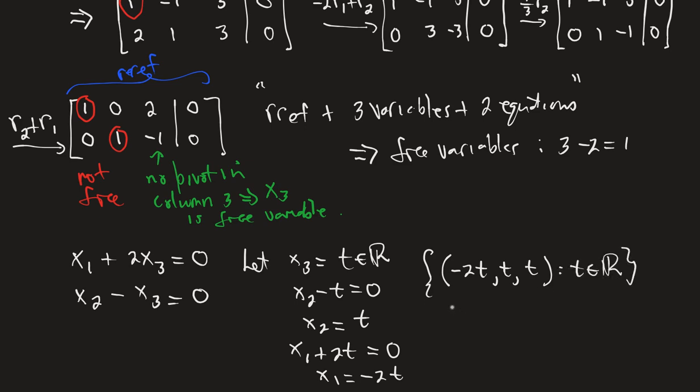And note, if t is equal to 0, we do get the trivial solution, right? It gives us 0, 0, 0, which is what we expect. Not just that we expect, but it is a fact. In fact, I'll state it as a theorem here to wrap this up. The trivial solution must always be one of the elements of the solution set of a homogeneous linear system, right?